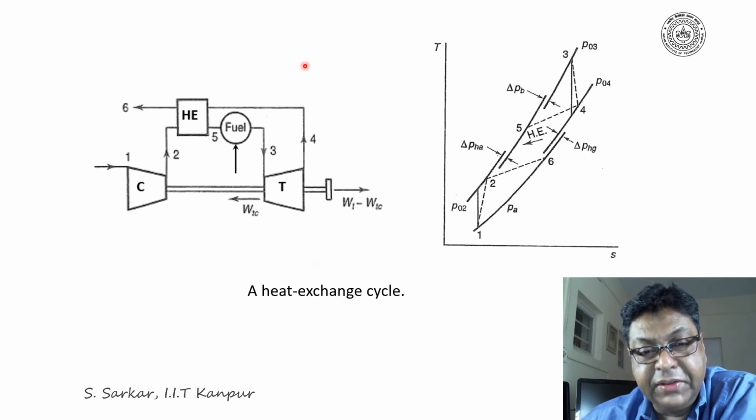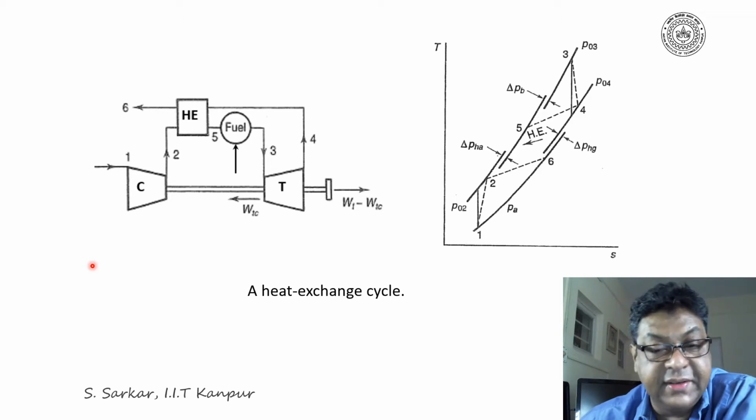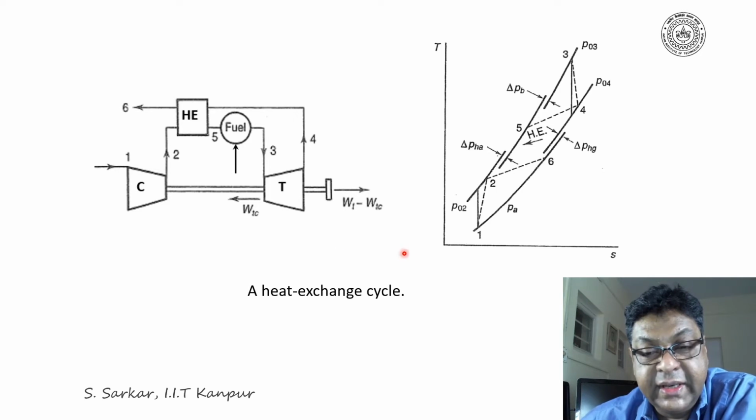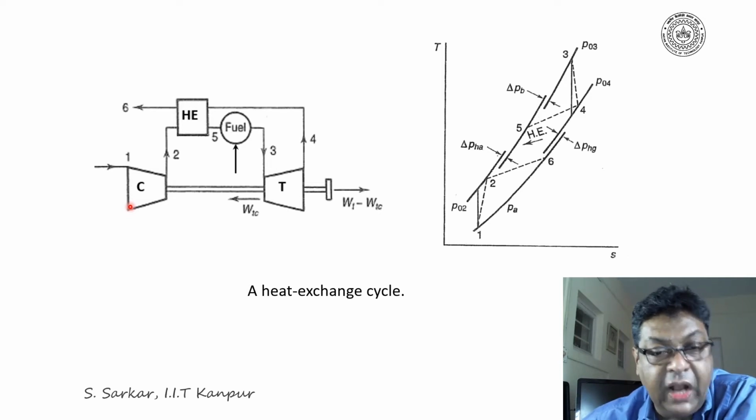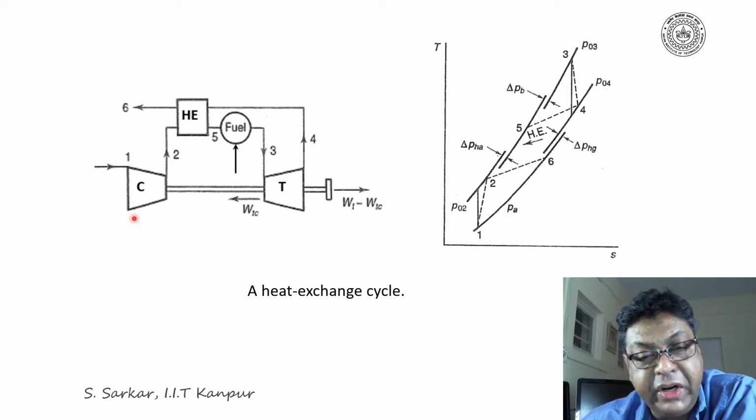I have indicated here the schematic of a regenerative cycle, that is, a heat exchange cycle, along with its operation in the TS diagram. C stands for the compressor, while T represents the turbine. HE indicates the heat exchanger, along with a combustion chamber. Air is compressed in the compressor, then it passes through the heat exchanger where it is preheated before entry to the combustion chamber. Then the fuel is burned, and the high temperature and pressurized gas is expanded in the turbine.